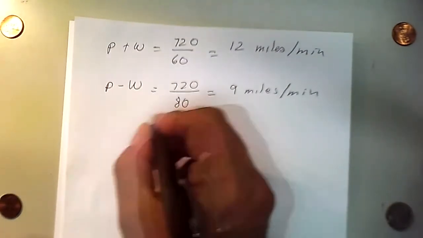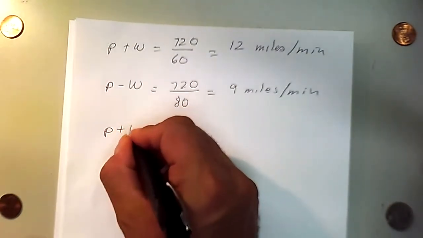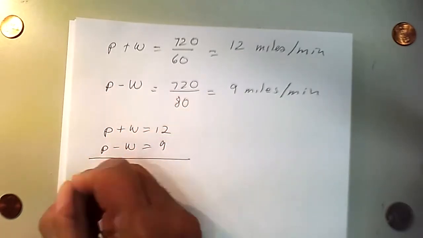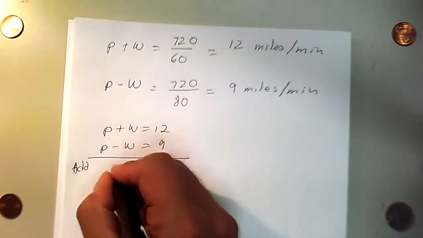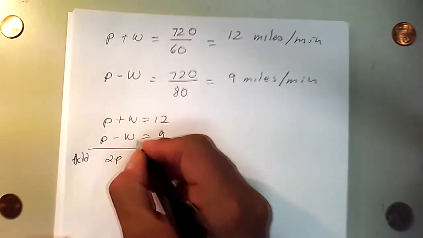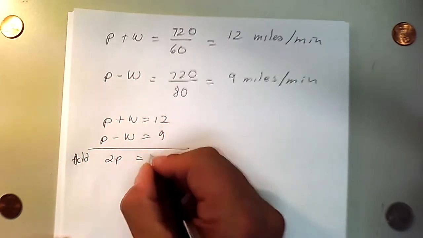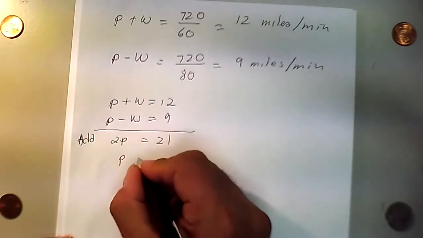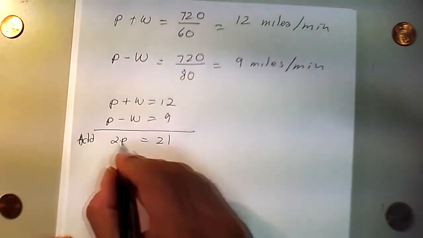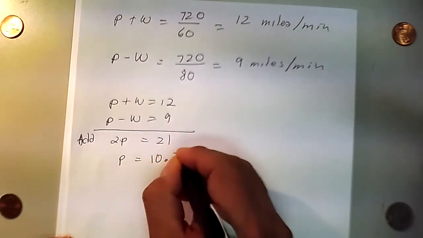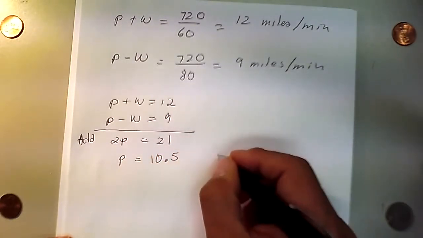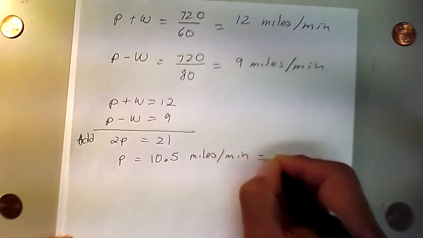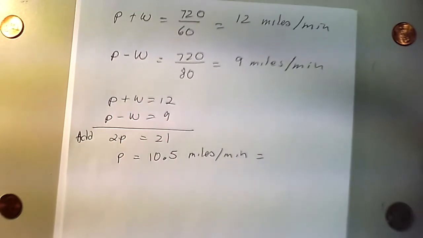So far, let me write this again. P plus W equals 12. P minus W equals 9. Let's add the two equations together. P plus P, 2P. W plus negative W, no W. 12 plus 9, 21, which is not very nice, because then the velocity of the plane is 10.5. Divide by 2 and we get 10.5 miles per minute. So miles per minute. Let's transfer that immediately to miles per hour.